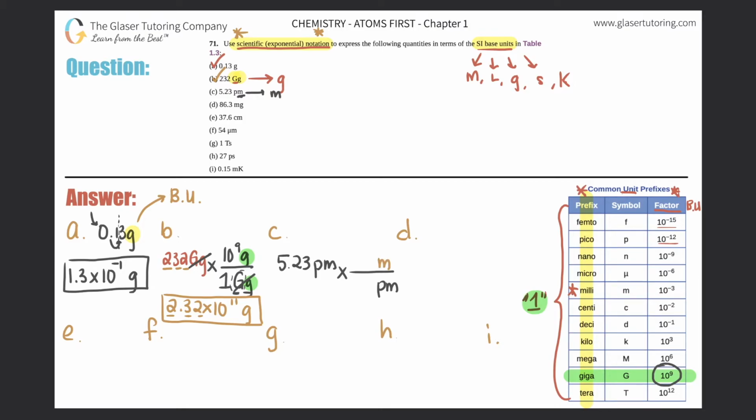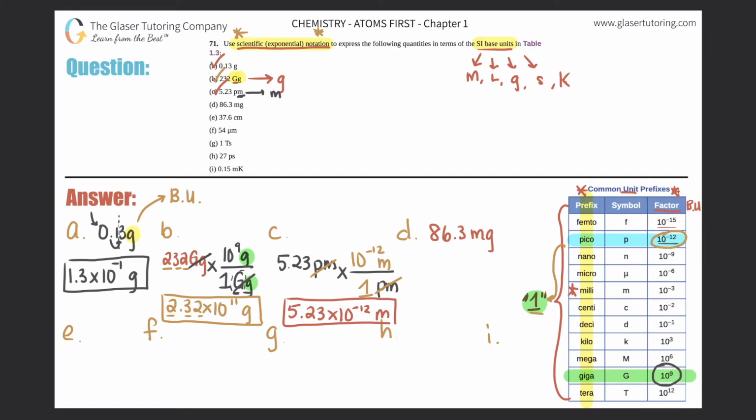And now let's find the conversion. Pico is right here. The prefix pico gets the number 1, so 1 picometer. And this number, 10 to the negative 12th, goes with the meter, 10 to the negative 12th. Picometer says bye-bye. And now we just have to multiply and get the right answer. In this case, it would be 5.23 times 10 to the negative 12th meters. It's in scientific notation. There you go. Letter D.